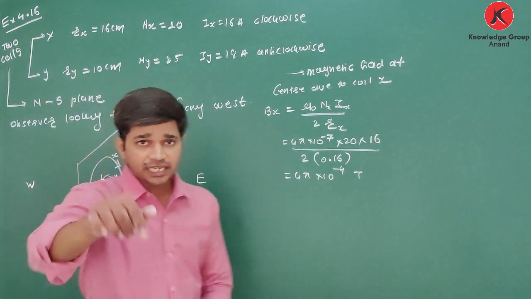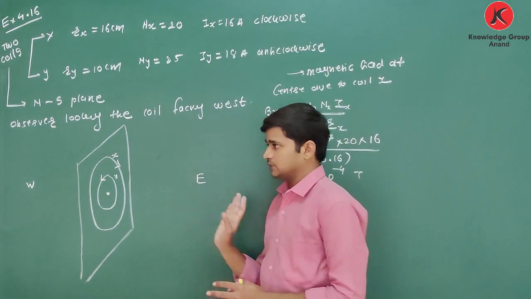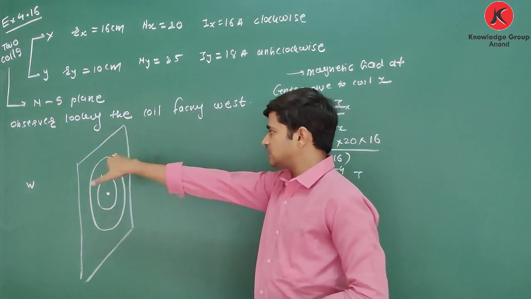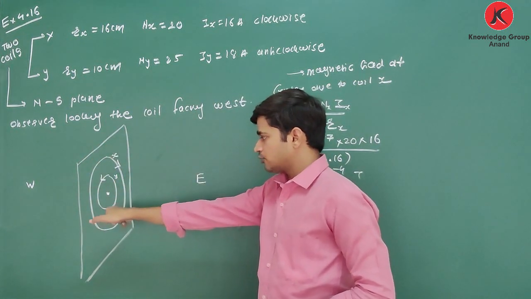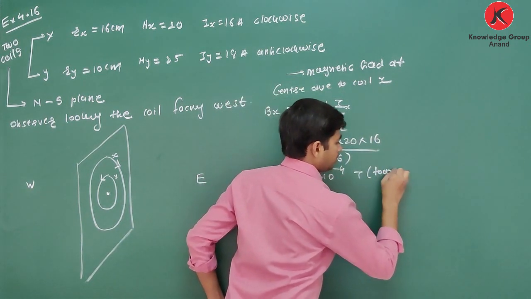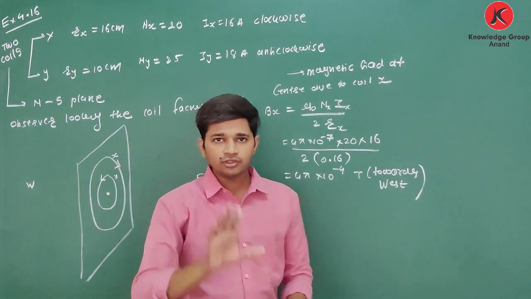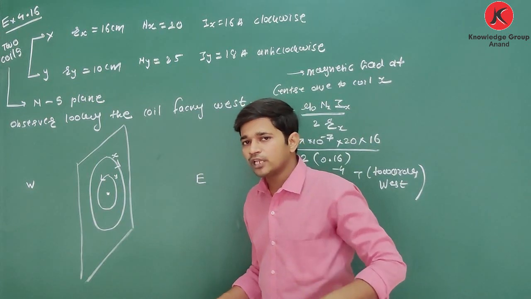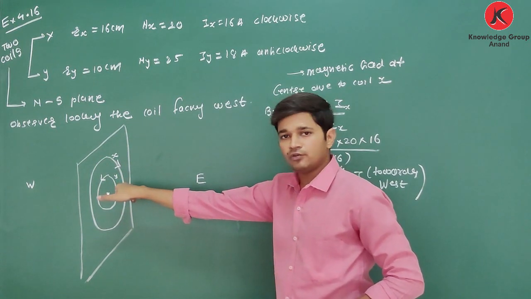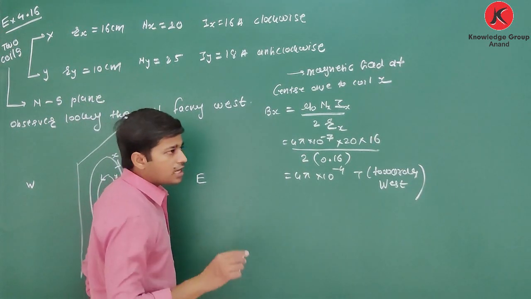Now what is the direction? See, I am facing west. In coil X, current is flowing in clockwise direction, means in this direction. So the thumb is going in west direction. So magnetic field due to X coil is towards west. Clear about this? Again, in X coil, current is flowing in clockwise direction, like this. So the thumb is in western direction, towards west.